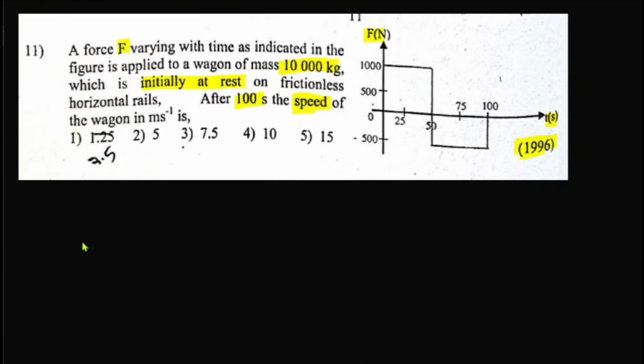Okay, it's like this. For example, if we consider this as the wagon, a force capital F is applied on this wagon. Initially, the wagon was at rest, right? So let's assume this is t equals 0. From t equals 0 to t equals 50, we need to find the velocity. Let's assume we need to find the velocity at t equals 50 seconds. How do we find it?